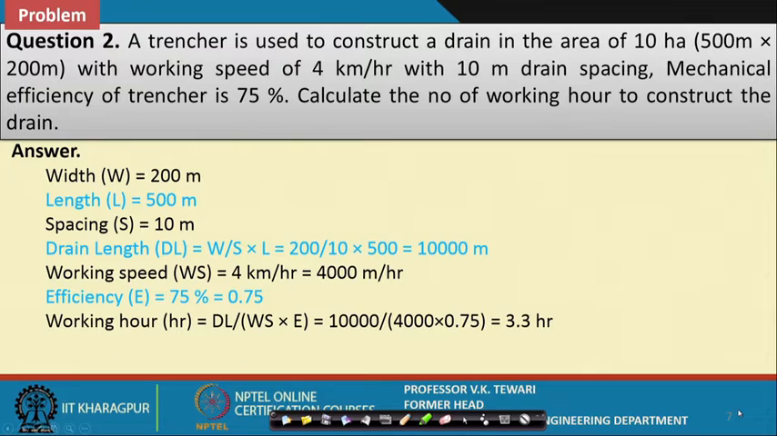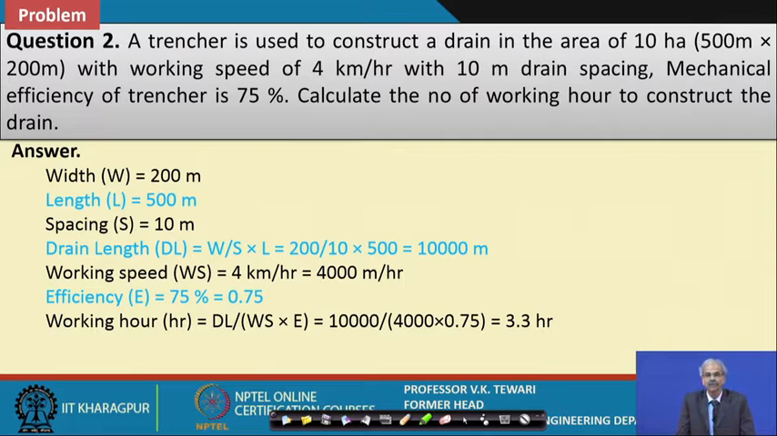Another problem, we take a problem on this trencher itself and try to understand where we are. A trencher is used to construct a drain in an area of 10 hectares, maybe 500 meters by 200 meters across, with a working speed of 4 km per hour, with 10 meter drain spacing. Mechanical efficiency of the trencher is 75%. Calculate the number of working hours to construct this drain. It's a wonderful problem actually.